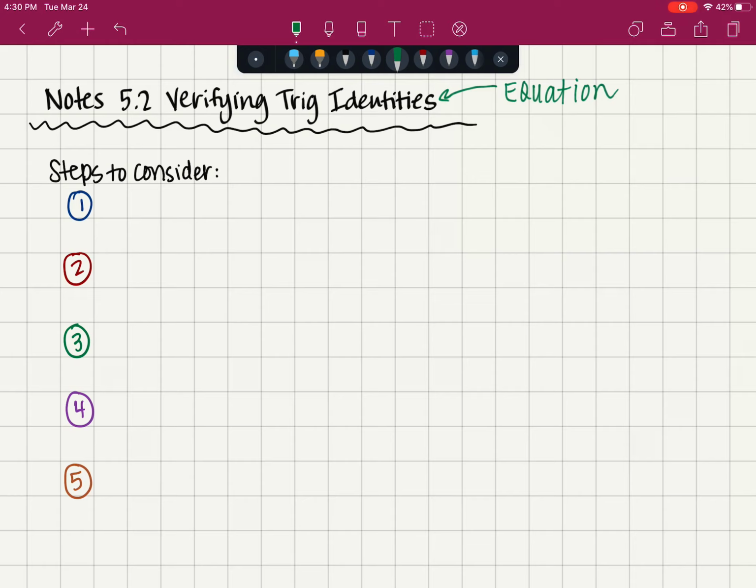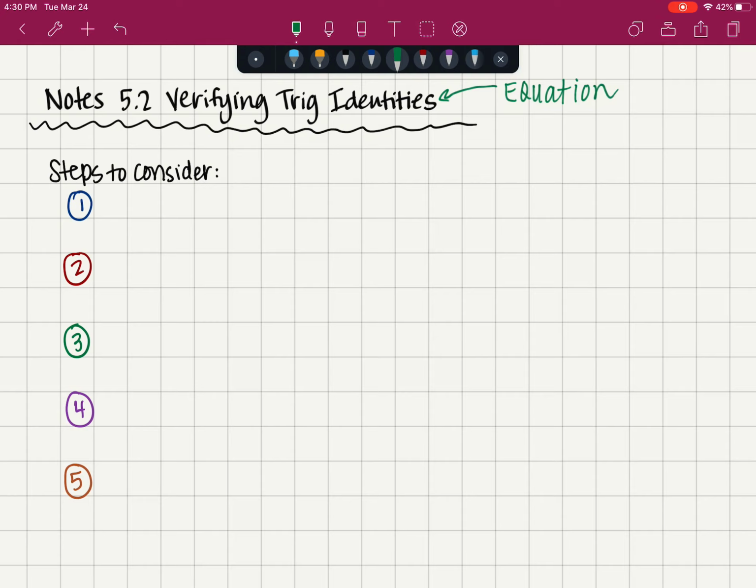We're not assuming that the two sides are equal. We're going to prove that the two sides are equal. So if we don't know that they're equal, we can't work with both sides. We can't manipulate both sides of the equation to prove that one side is the same exact thing as the other side. So keep that in mind when we're trying to prove an identity. You can't assume that it's true.